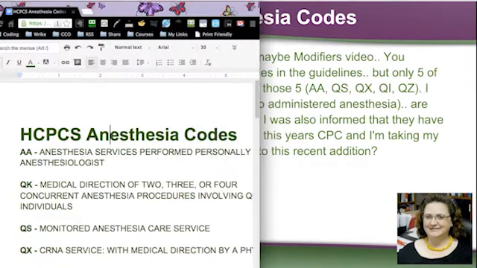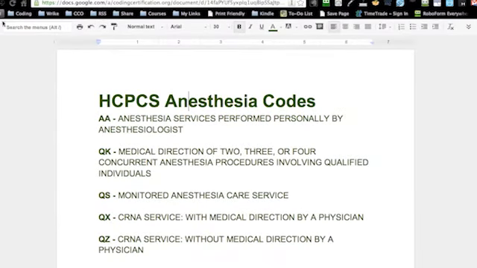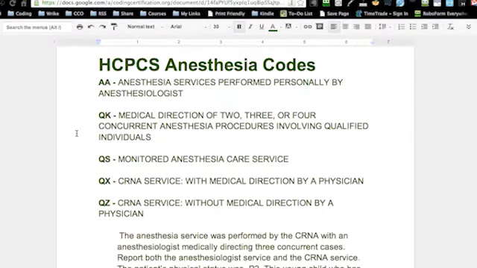But she was wanting to know some more information about those. So these are HCPCS anesthesia codes or modifiers. AA is anesthesia services performed personally by the anesthesiologist. When you're dealing with anesthesia, you've got an anesthesiologist, so he's an MD, or a doctor, I guess it could be a DO.